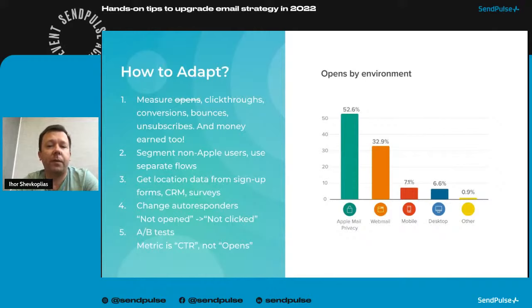Remember that mail privacy protection won't affect all of your clients. You can still get reliable tracking data from other companies like Microsoft or Google if they don't announce similar privacy updates.